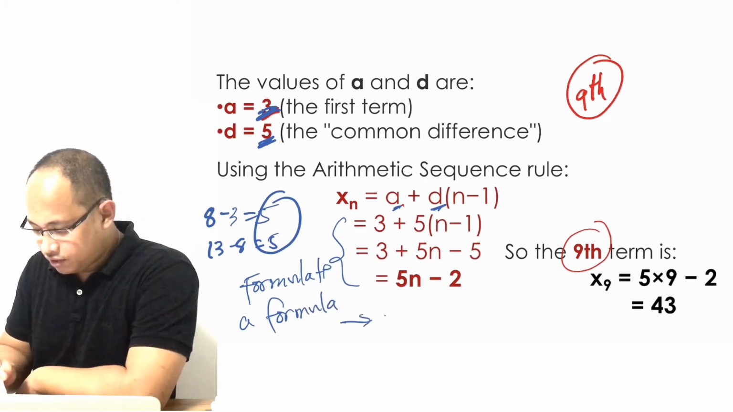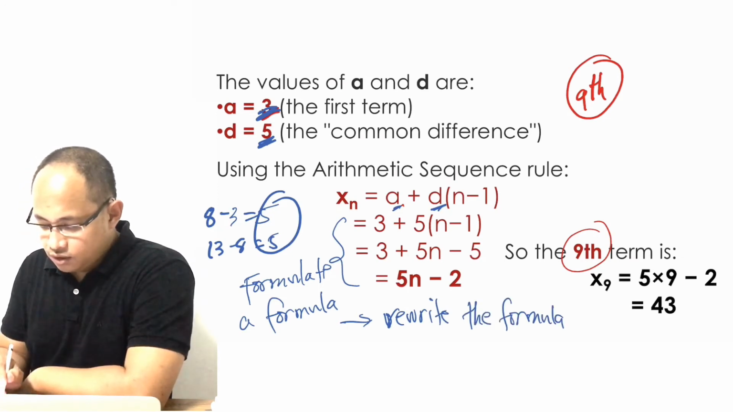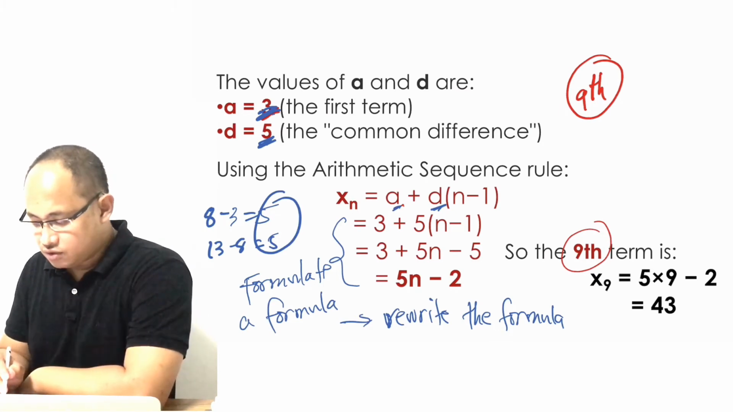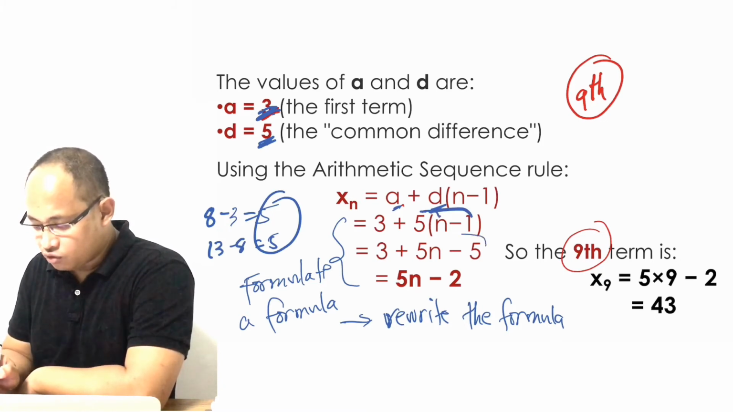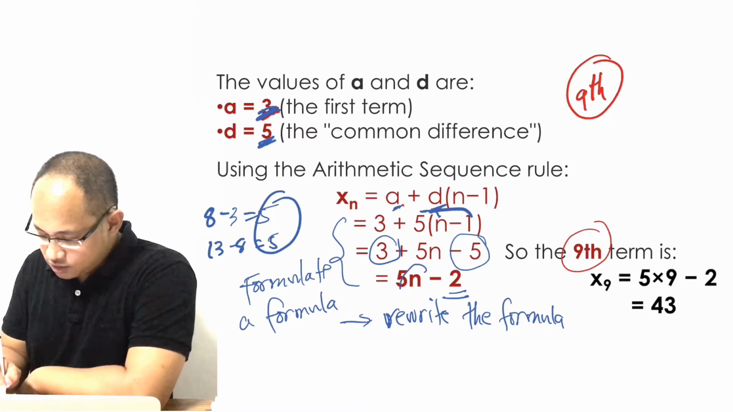It is like rewrite the formula. All right, so you replace a with 3, d with 5, so you do 3 plus d, and then you distribute this inside, so it becomes 5n minus 5, and then you combine this and that, so you have now 5n minus 2.